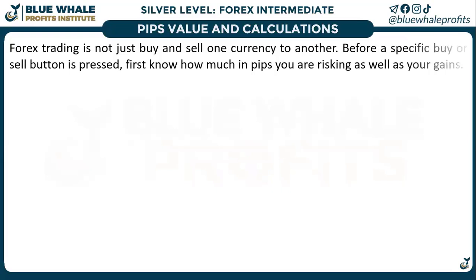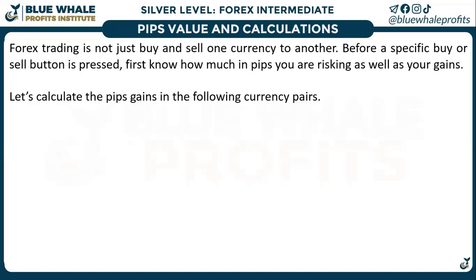So now how do we do the calculations? This is another issue. Forex trading is not just buying and selling one currency to another. Before a specific buy or sell button is pressed, you first have to know how much pip you are risking, as well as you will gain. All right. So if you don't know how much you are going to gain, then don't buy, don't sell. If you know how much you are risking, then you should know how much you want to get. If you are risking $1, then what do you want to get in return when it goes in your favor? Either $1.5 or $2 or $3, depending on your strategy.